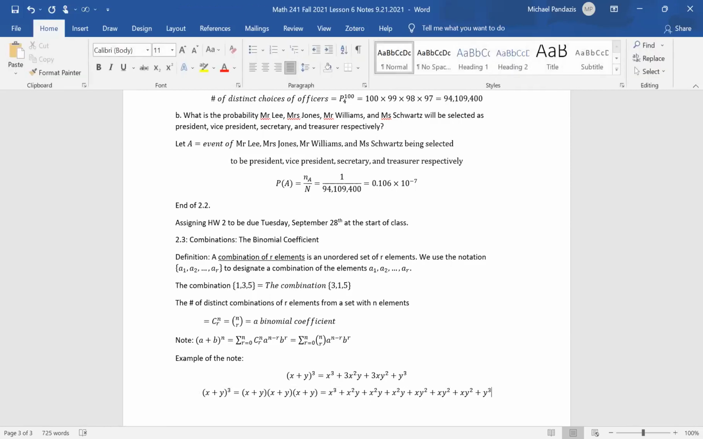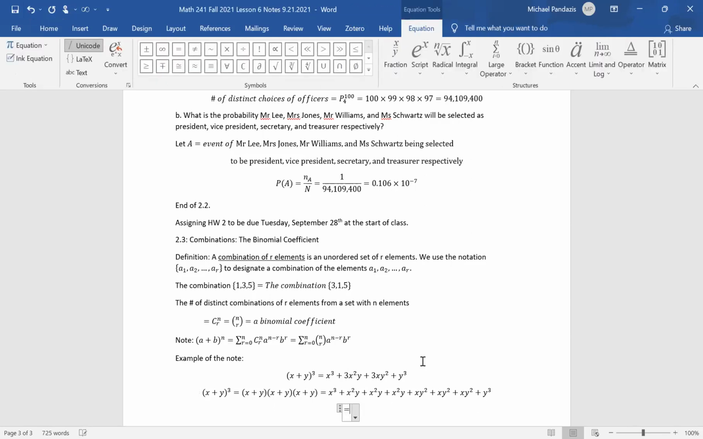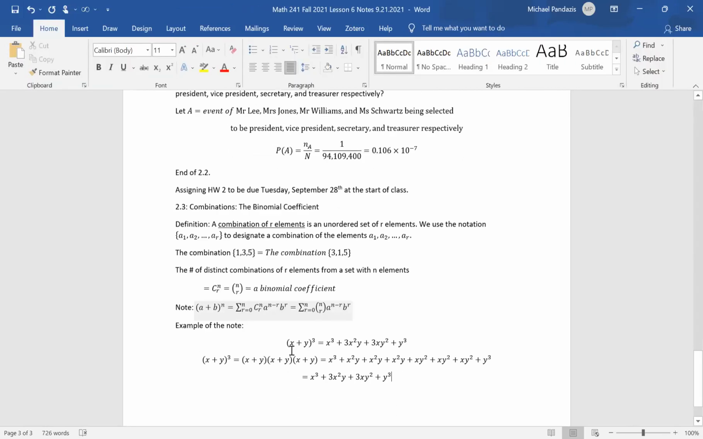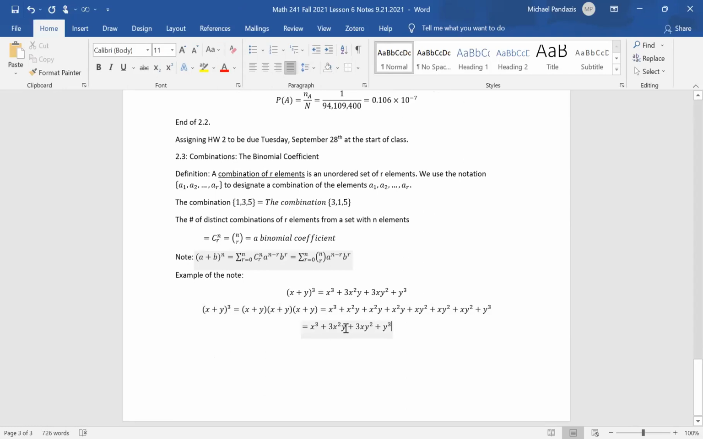And so if you add common terms, this becomes equal to x cubed plus 3x squared y plus 3xy squared plus y cubed. So x plus y cubed is equal to x cubed plus 3x squared y plus 3xy squared plus y cubed, and you can see that by FOILing. Now, another way to do that is by using this formula, where x and y are a and b, and n is 3.